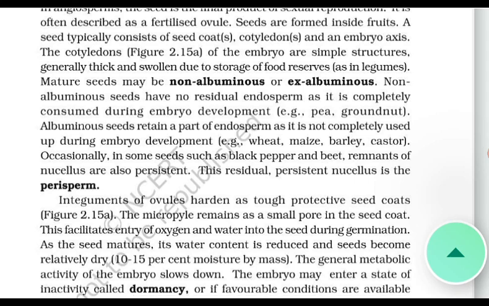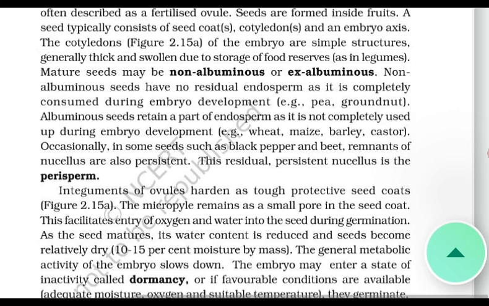Following double fertilization, events of endosperm and embryo development, maturation of ovule into seed and ovary into fruit are collectively termed post-fertilization events.